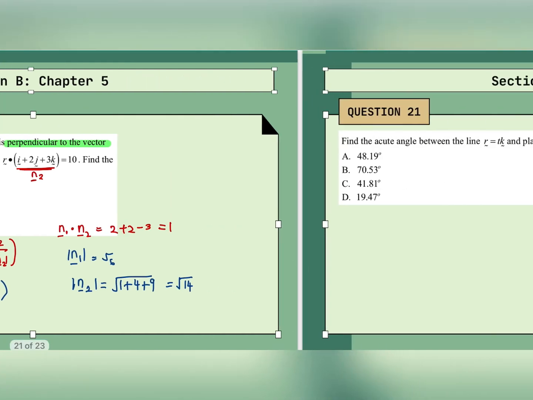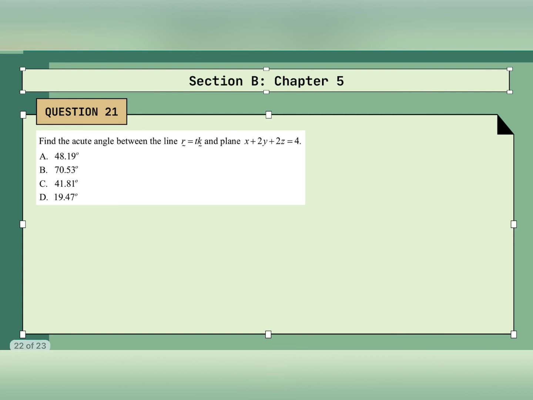Okay, and question number 21. Find the acute angle. Dia minta acute angle lagi sekali between the line and the plane. So line dengan plane, acute angle. So angle between line dengan plane, theta, kita akan gunakan 90 minus dengan shift cos of V dot N divided by magnitude of V, magnitude of N.